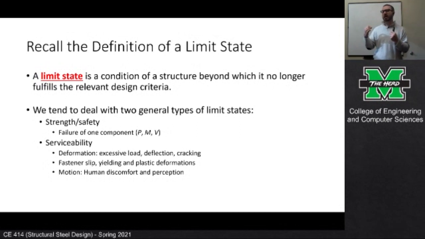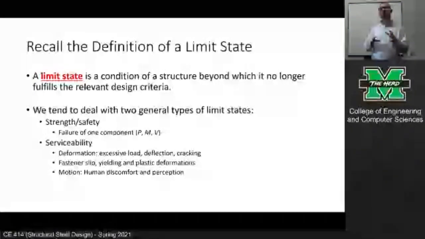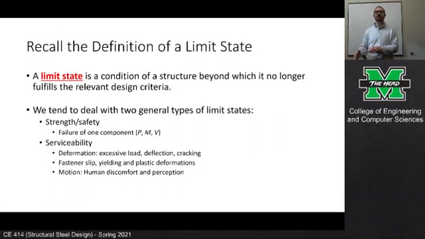I mentioned this during class on Wednesday, but just to summarize: a limit state is a condition that we as engineers define that says if the load exceeds this condition, or the element is demanded beyond the capacity of this condition, then it no longer meets the requirements of design.